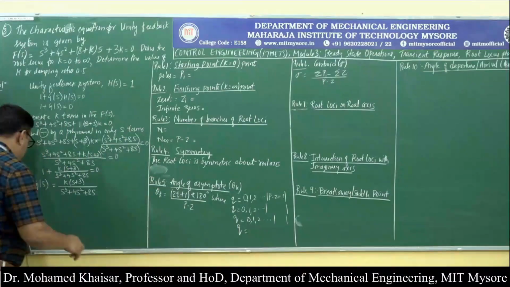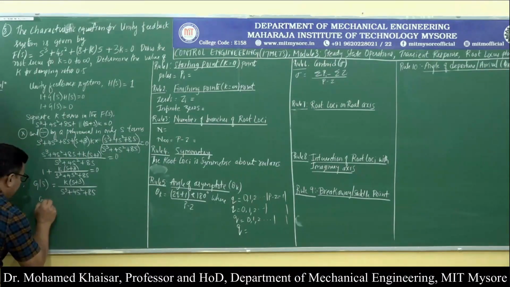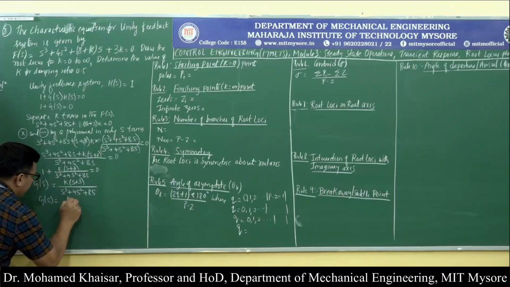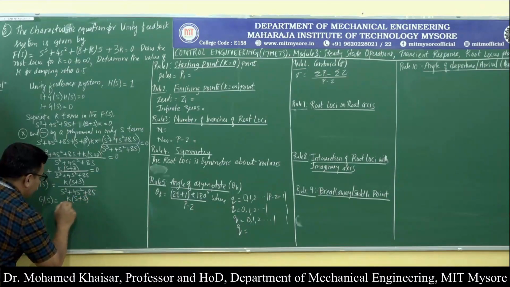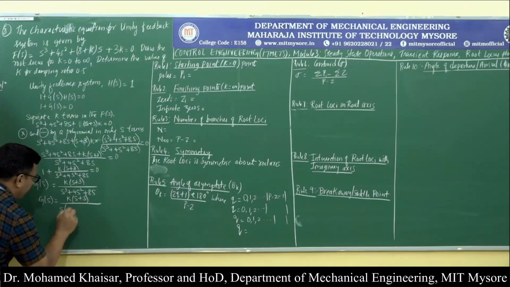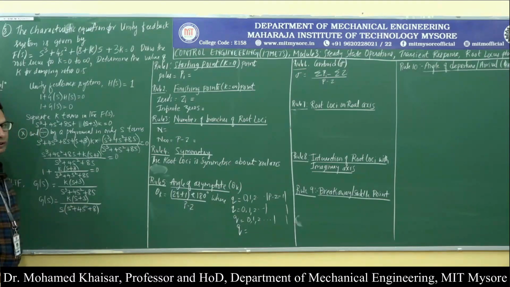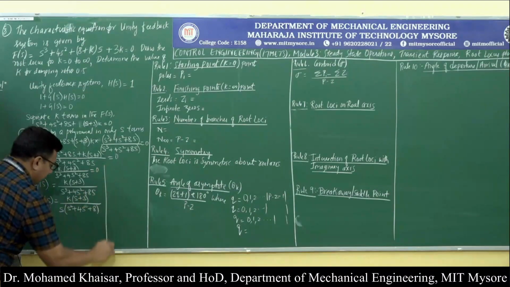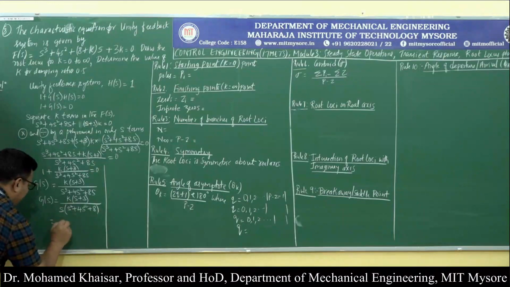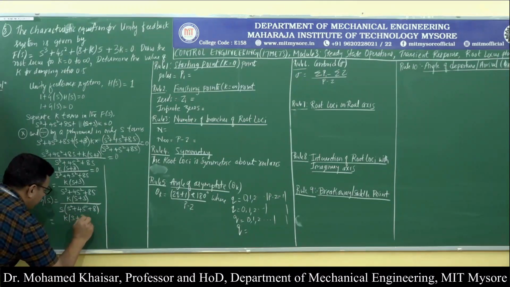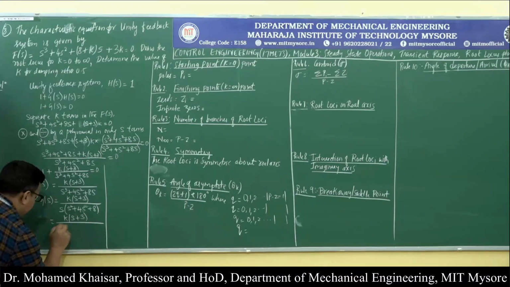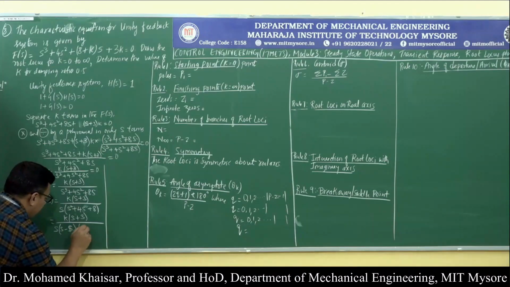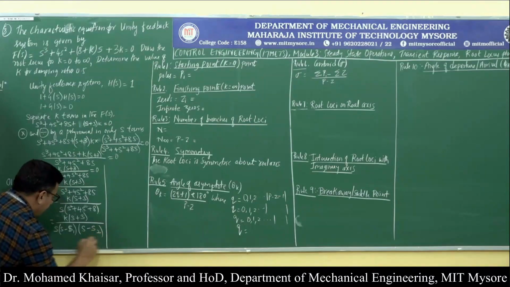Now, G(s) again can be rewritten as k into (s plus 3) divided by, if we take out s, s into (s square plus 4s plus 8). Now for this we can find the roots. We can write it as k into (s plus 3) divided by s into (s minus s1) into (s minus s2).